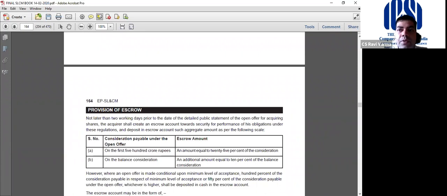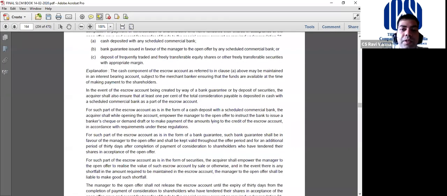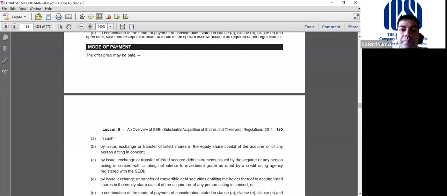Say if your issue size is coming to 500 crore, then you will deposit 25% of the consideration. And if it is more than that, then up to 500 crore you will deposit 25%, and on the additional amount beyond 500 crore, you will deposit 10% as a security deposit. So that at least SEBI will be aware that you have the money. Otherwise, no person should make an open offer without money. So this is the escrow account.